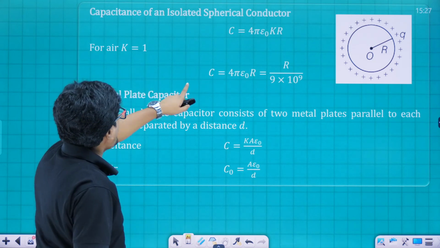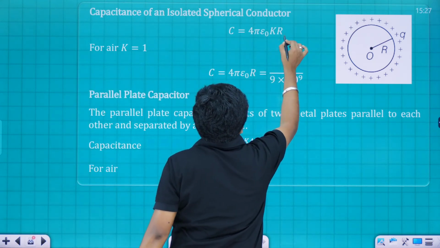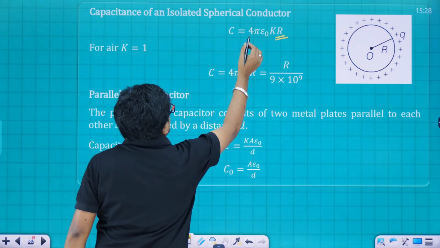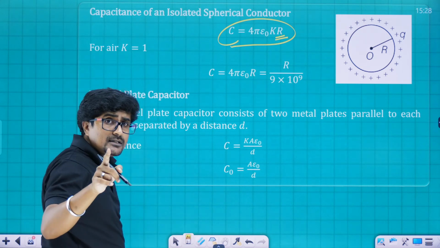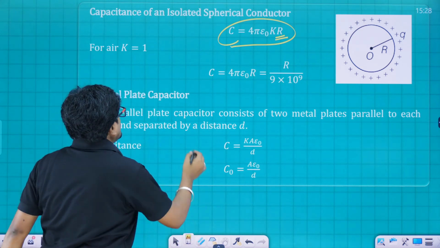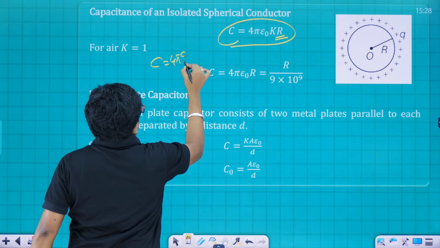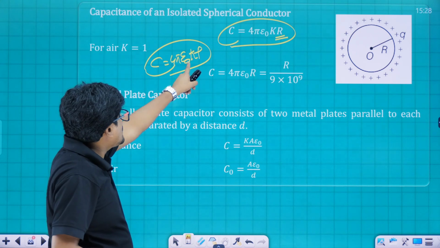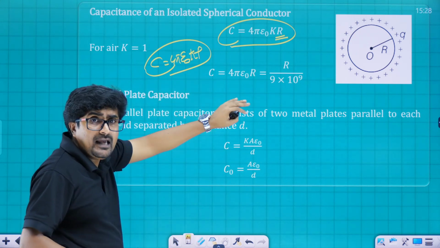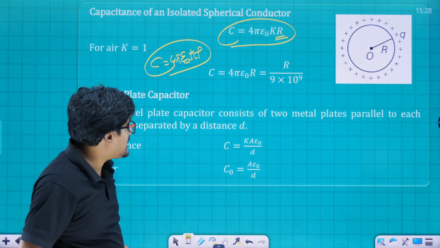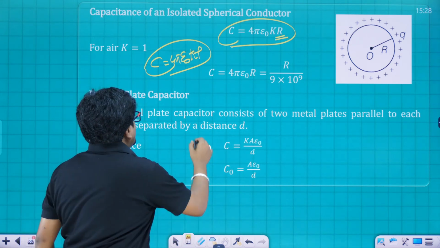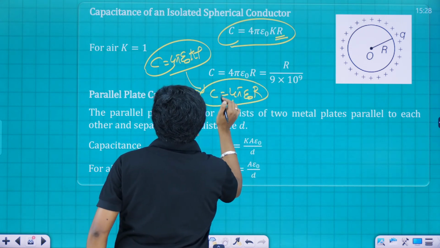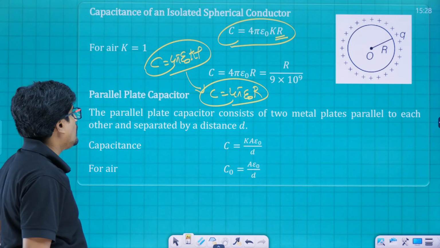All right, if I have a spherical conductor whose radius is capital R, then the electric capacitance of that spherical conductor, C, is 4 pi epsilon naught times K times capital R, if I have a medium where the dielectric constant is K. If the same spherical conductor is surrounded by air, then C is 4 pi epsilon naught times capital R. That means we need to consider the value of K equal to 1 over there.